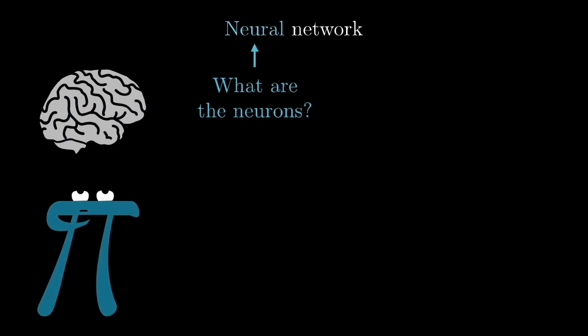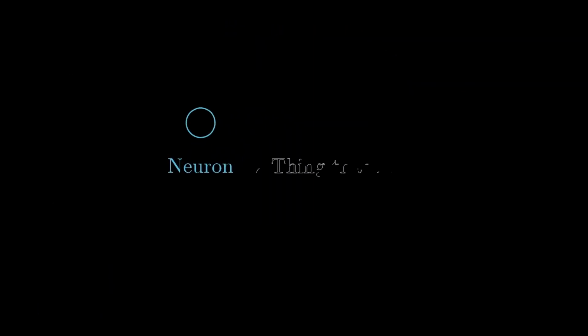But let's break that down. What are the neurons, and in what sense are they linked together? Right now, when I say neuron, all I want you to think about is a thing that holds a number, specifically a number between 0 and 1. It's really not more than that.